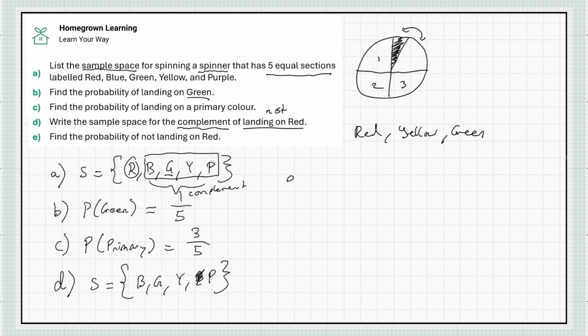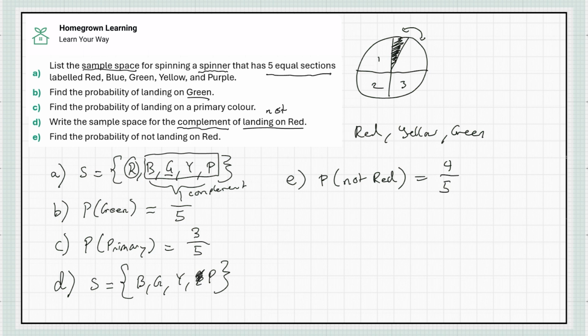Alright, lastly we have E. What is the probability of not landing on red, or not red is usually how we write it. So the probability of not red is going to be basically our favorable outcomes, anything that isn't red. So 1, 2, 3, and 4, all the other colors that are not red, 4 favorable outcomes out of 5 total outcomes.